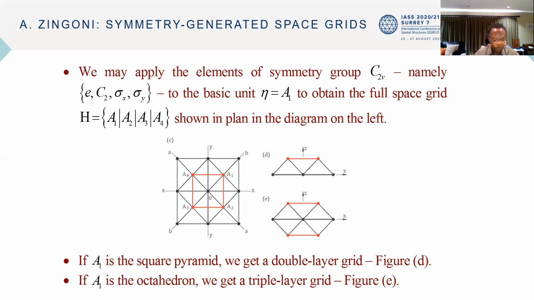Clearly, the triple layer grid of figure E could equally be generated by adopting the square pyramid as the basic unit η = A1 and applying the 8 symmetry elements of group D to H to generate all 8 pyramidal units of the grid. Large-scale space grids with many panels may be generated by selecting representative basic units and applying the elements of the appropriate symmetry group to each representative basic unit η to form a permutation set. The full space grid is the sum of all the permutation sets.